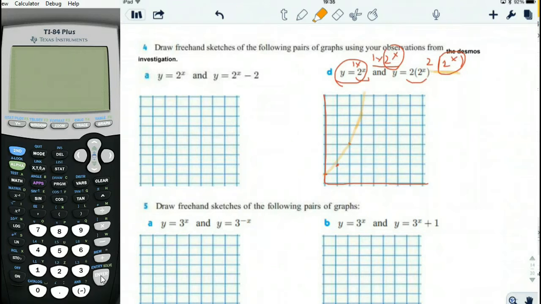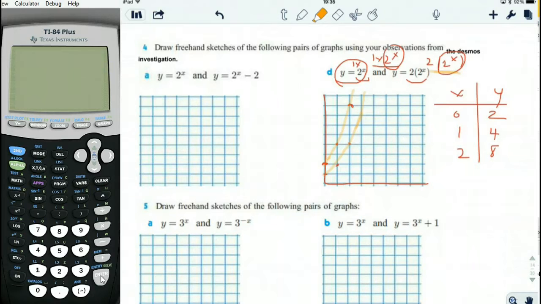Now what about this one? When x equals 0, this one equals 1 times 2. So actually it's equal to 2. And then when x equals 1, this one is equal to 4. And when x equals 2, this one is equal to 8. So if we graph these points, (0, 2), (1, 4), and (2, 8), it's rising much faster. Okay?